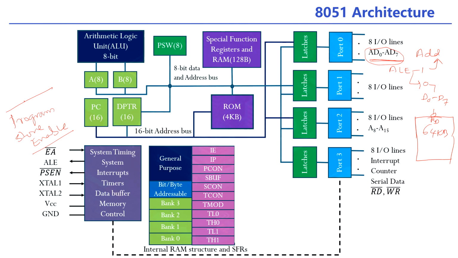Whenever this is equal to 0, that means the 8051 provides 0 on this PSEN bar, so the 8051 is reading the data from external program memory.